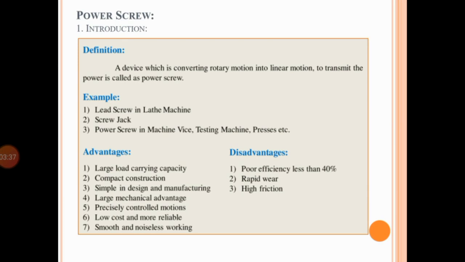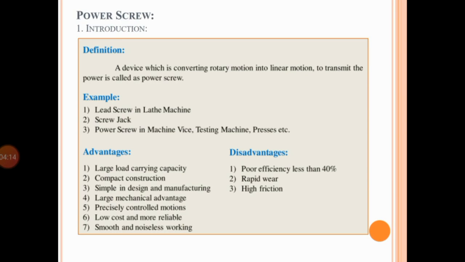The mechanical advantage you are getting is very high. It offers very precise control of motion. That means in the case of a UTM, for testing purposes we require very accurate movement of the ram, and this is fulfilled by the power screw. So precise motion is definitely achieved if you are using a power screw. Of course, cost and reliability are high, and its operation is very smooth and noiseless. So these are a few advantages of the power screw.